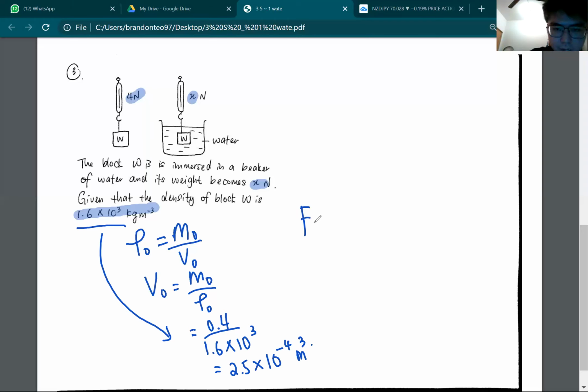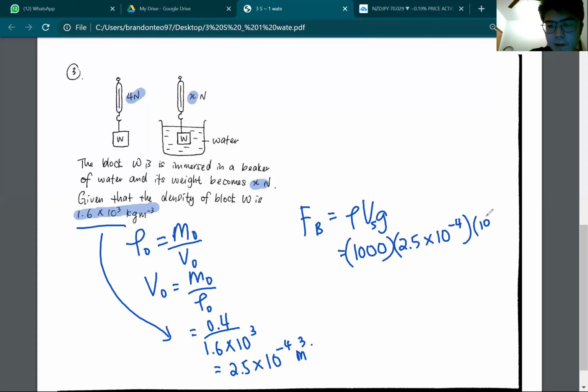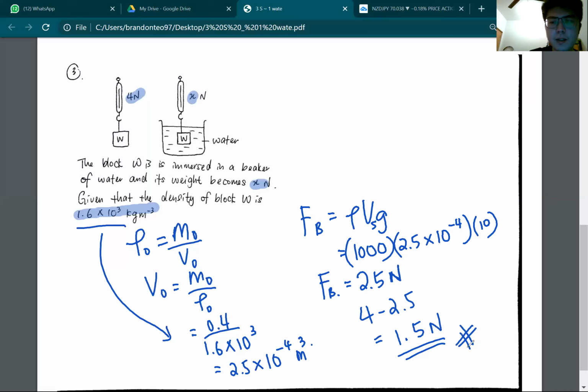Okay, so continue. F_B equals rho V g. So I can just put in the values. This is 1000. And the volume submerged is equal to the volume of the object itself. Press the calculator and then you will get a buoyant force of 2.5 newton. So what is the reading? X is 4 minus 2.5, 1.5 newton. This is the X reading.